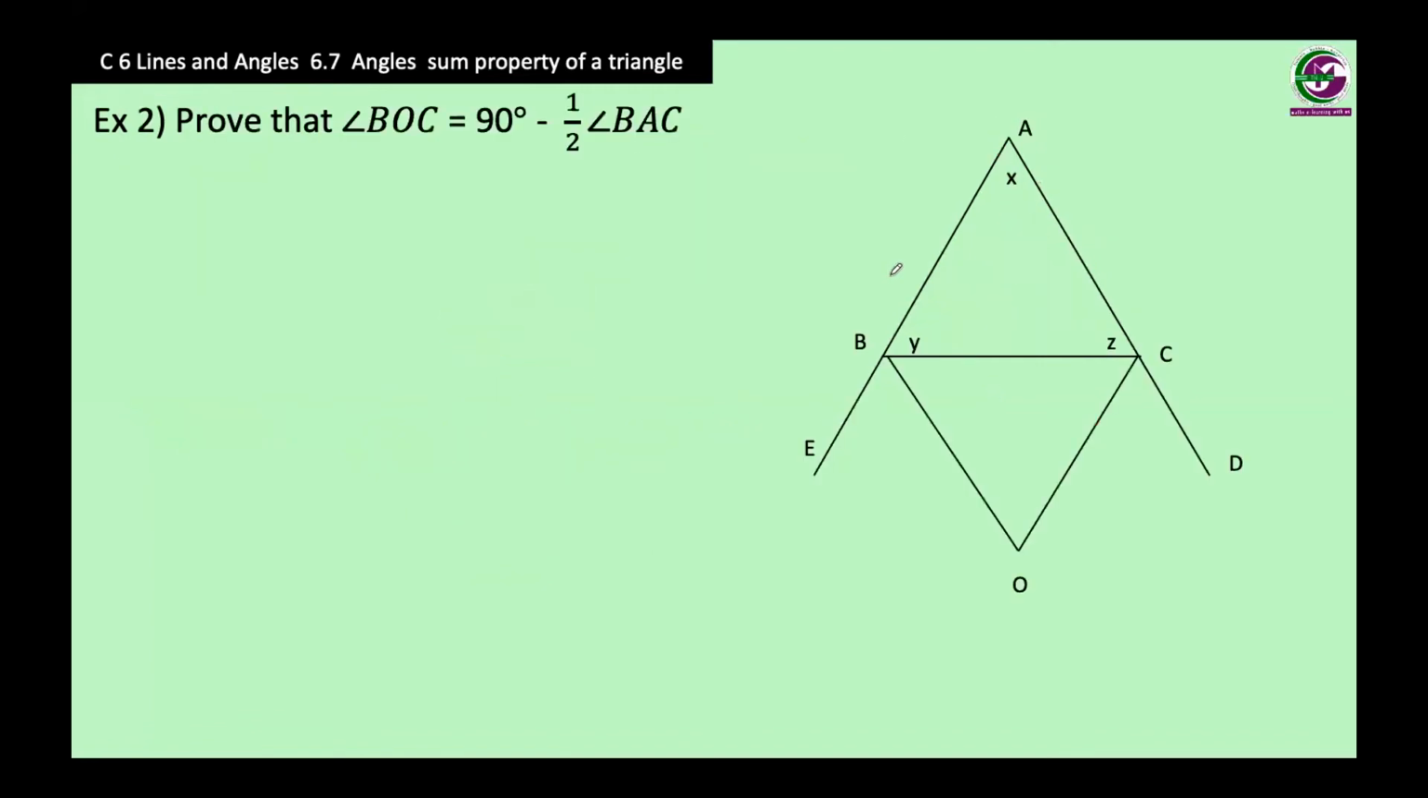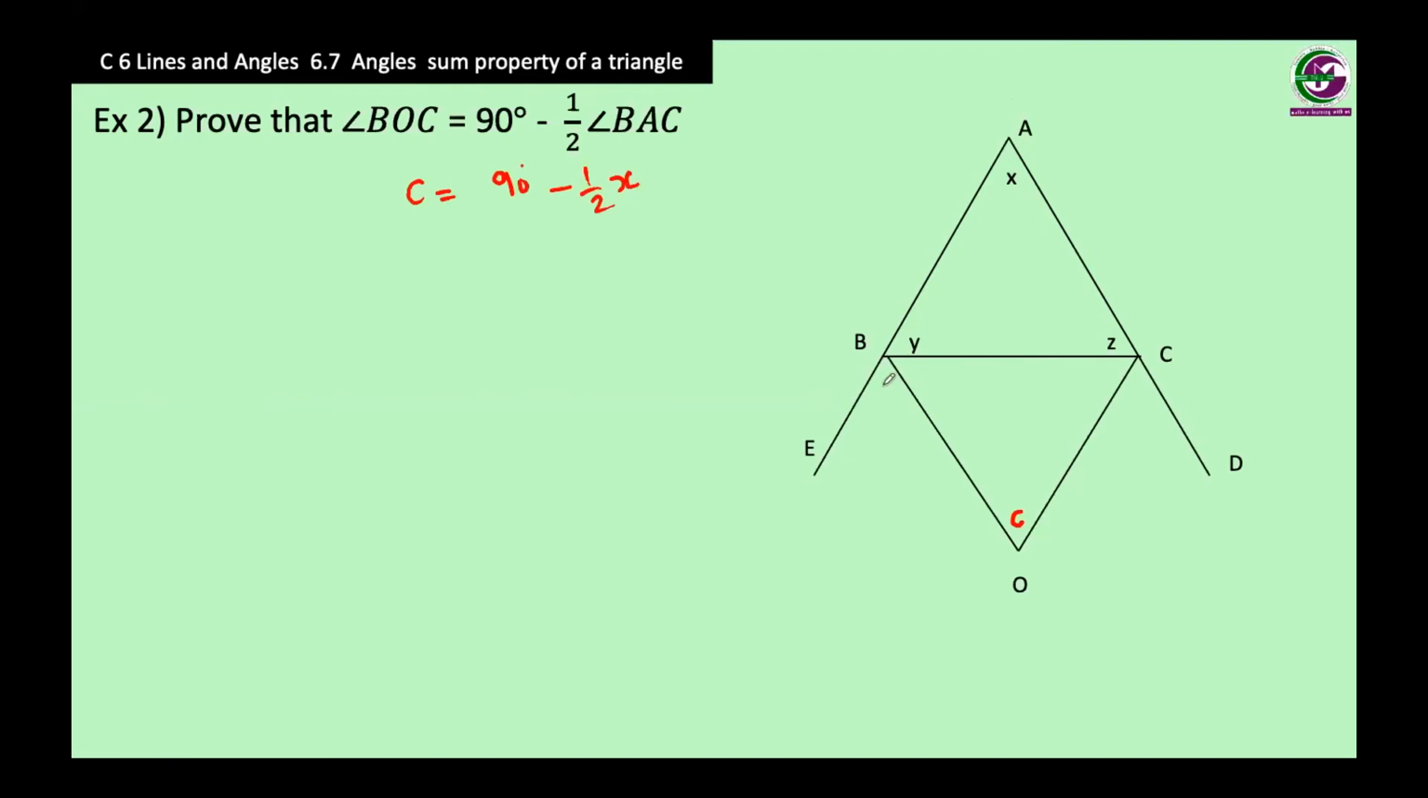Let's move on to another example. Here you are given two triangles, ABC and triangle BOC. Now you have to prove that angle BOC, let us name it by, let's say, letter C, is equal to 90 minus half of angle BAC, which is X. So we have to prove that angle C is equal to 90 degrees minus half of angle X. This is what you have to prove.